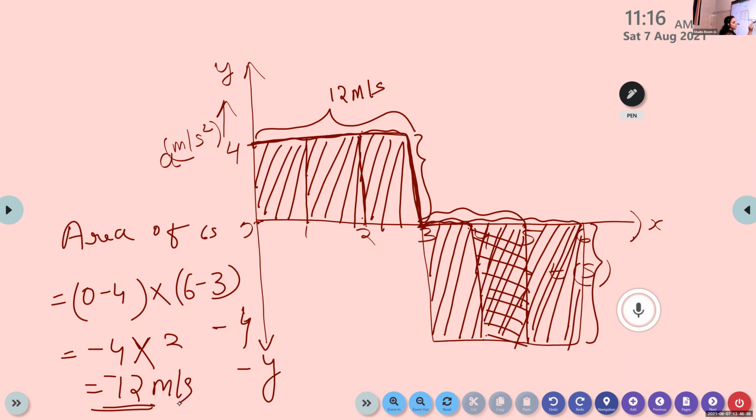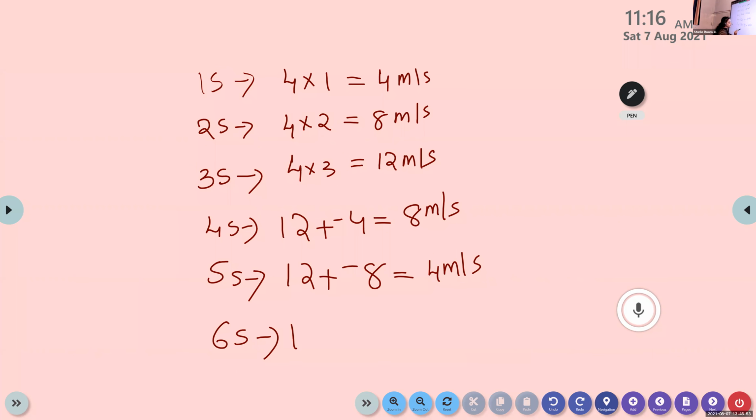So that is the area of this region only. We need to add it along with the area from 0 to 3 seconds, that is on the positive axis. So it becomes 12 plus minus 12. What is 12 plus minus 12? 0 meter per second.